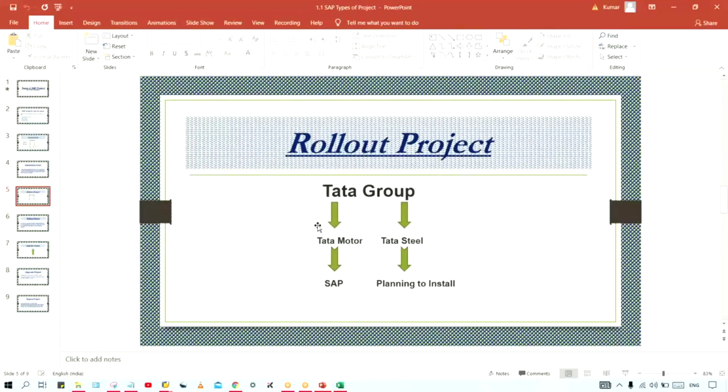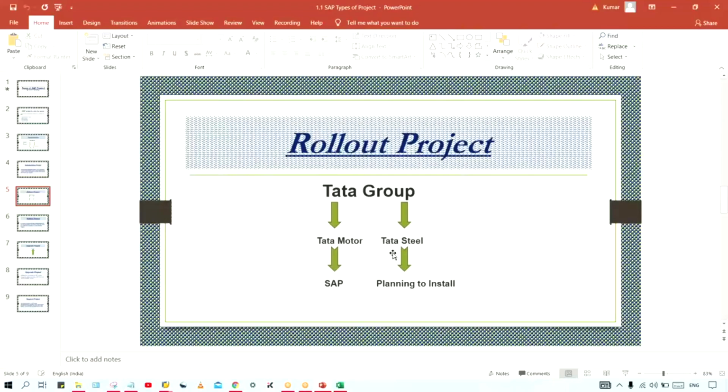Now, here is the first-time installation of SAP for Tata Motors, right? At subsidiary level, and even at group level, this is the first-time installation itself, right? So this is called an implementation project. Whereas under the same group company, the second subsidiary, Tata Steel, here also at subsidiary level, the first-time installation is going to happen, but at group level, this is the second time, right? So generally what happens, guys, at group level, second time.